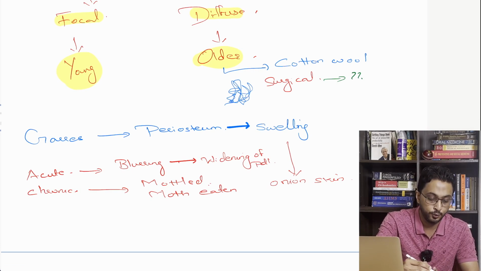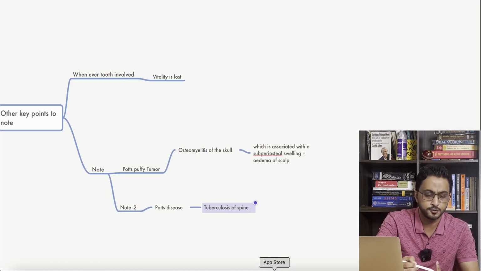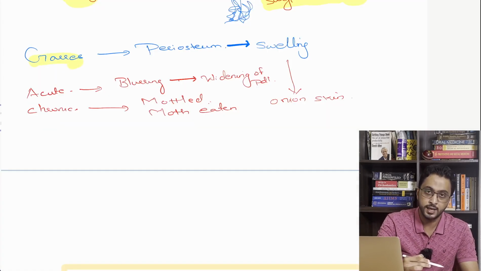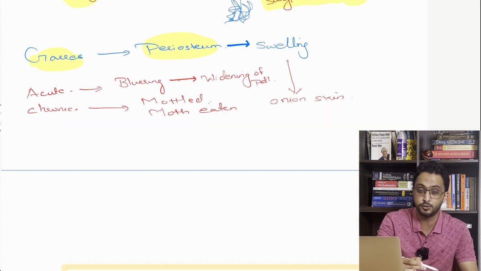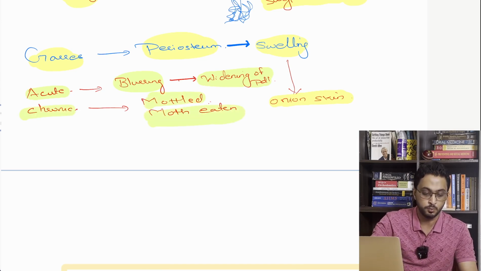Radiographically, in case of diffuse you see cotton wool appearance. In case of focal you see sclerosis, very important. Surgical is a question mark, as I told you, in case of diffuse because it's too diffuse. Then we came to Garres, where there is new bone formation in relation to periosteum plus bony hard swelling, and overall this reaction gives us onion skin appearance. Radiographic acute is just a blurring of trabeculae and widening of PDL. Chronic, you have mottled appearance to start with, then moth eaten.